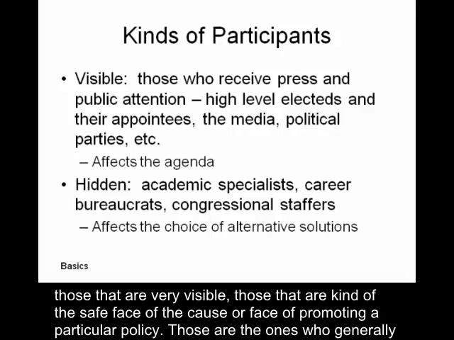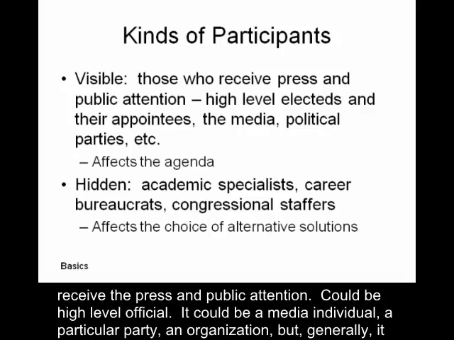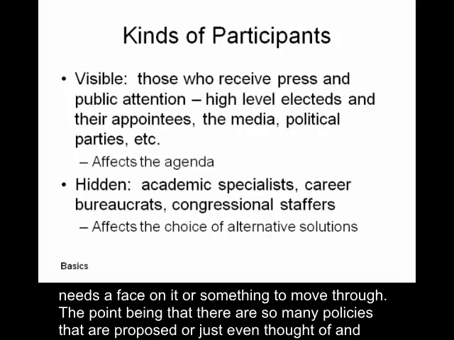You have those that are very visible, those that are kind of the face of a cause or the face promoting a particular policy. Those are the ones who generally receive the press and public attention. Could be a high-level official, it could be a media individual, a particular party, an organization, but generally it needs a face on it for something to move through.